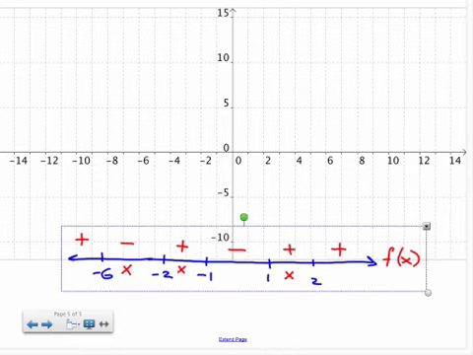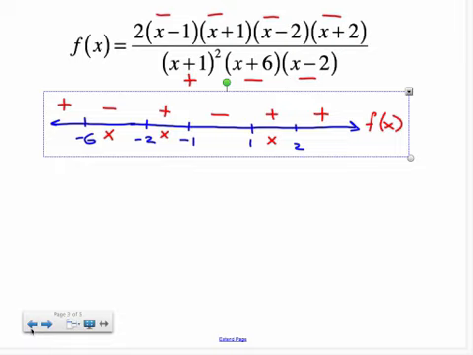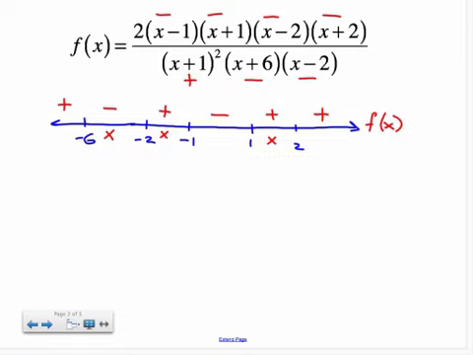So I can use this later on. Okay, now that I have my sign chart done, I want to make note of some other features that I see on the graph here. So first of all, where are the zeros of f of x? So when does the numerator equal 0 but the denominator not?